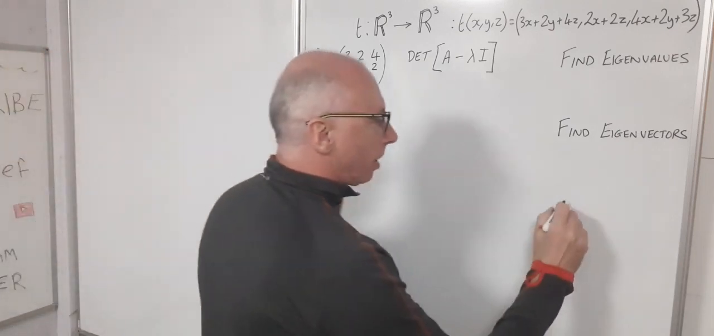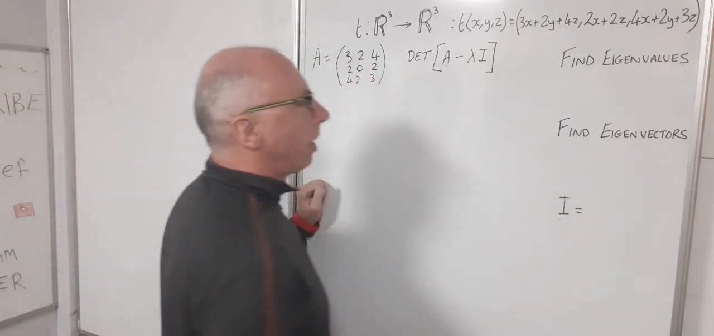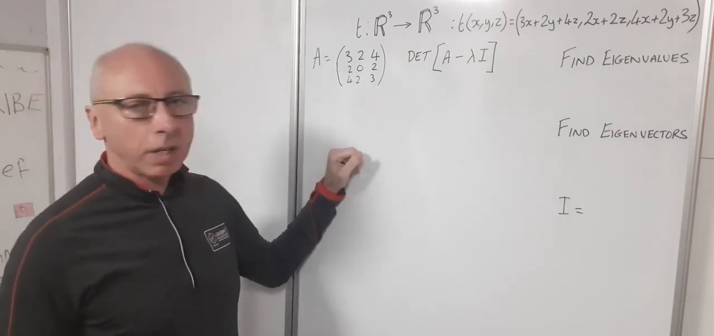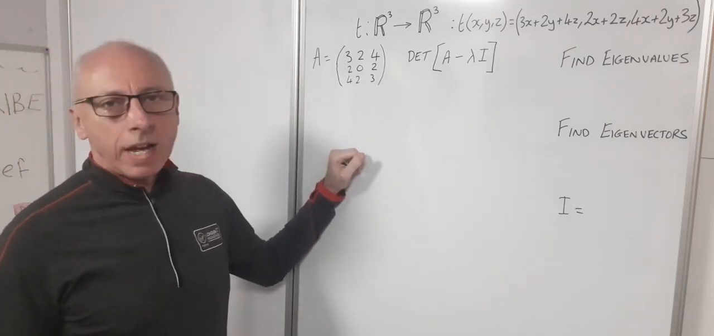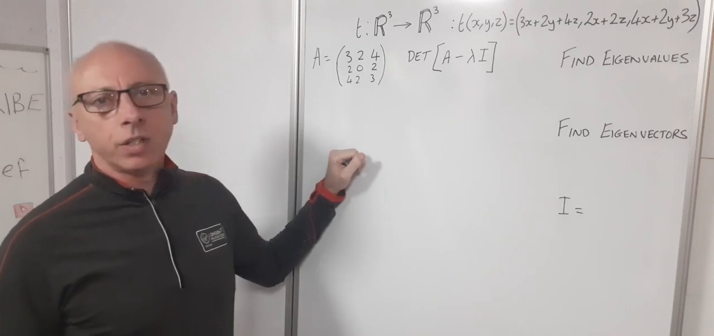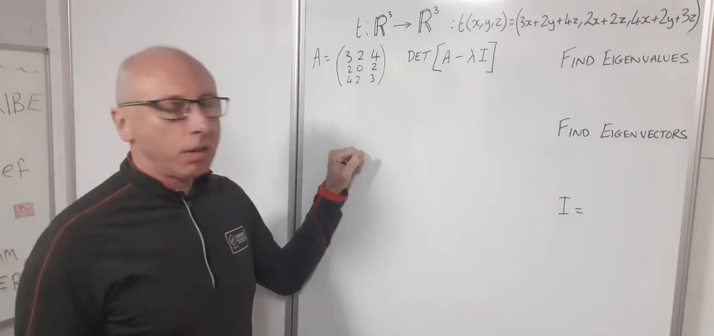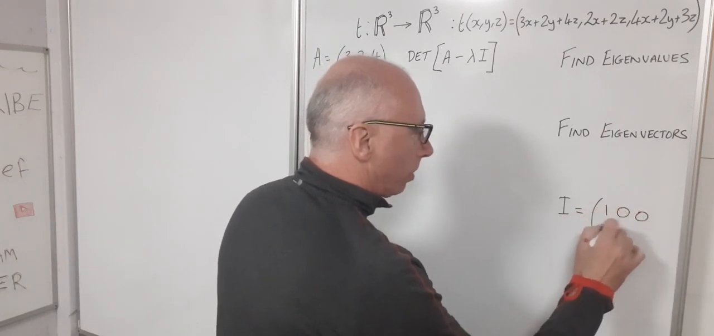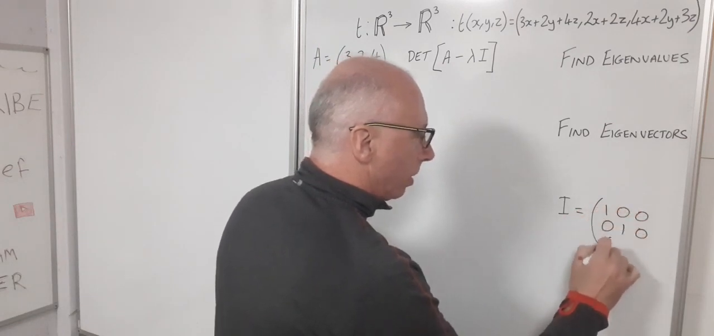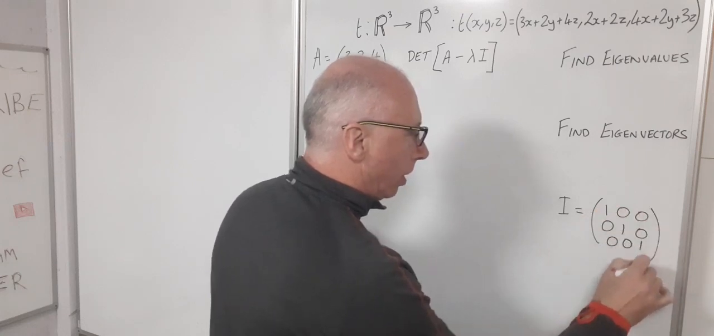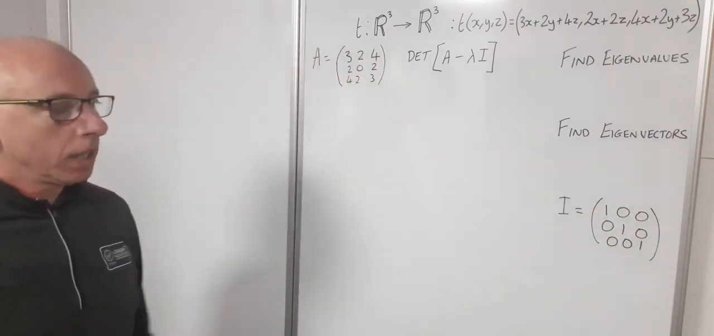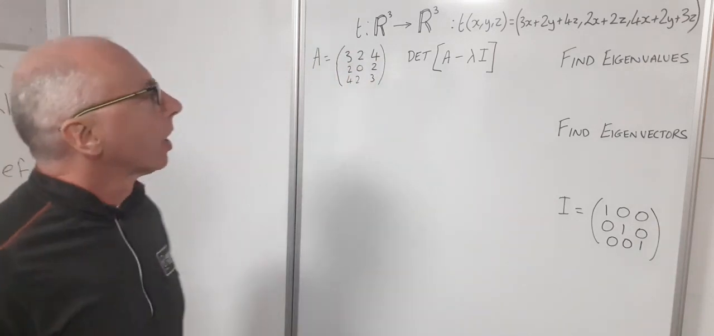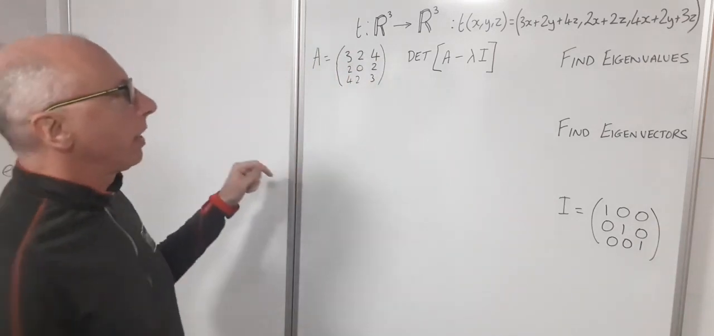Now the identity matrix, so here we're dealing with a 3 by 3 matrix, so we need a 3 by 3 identity matrix. What that has is just 1 in all the diagonals and then 0 for all the other terms. So I've got 1, 0, 0, 0, 1, 0, 0, 0, 1. So that's the identity matrix. And what I need to do is to multiply that by lambda. Okay, so let's go about finding that.